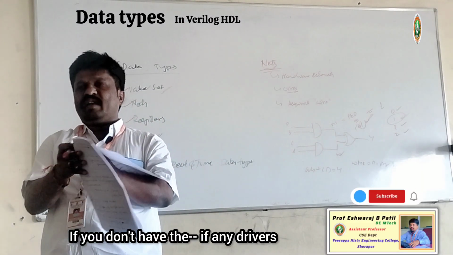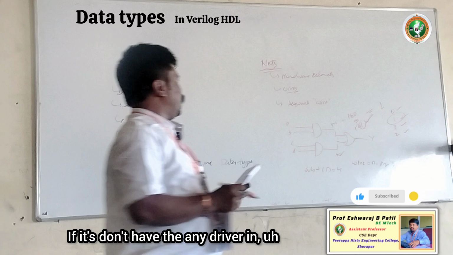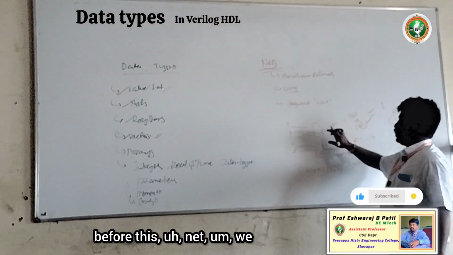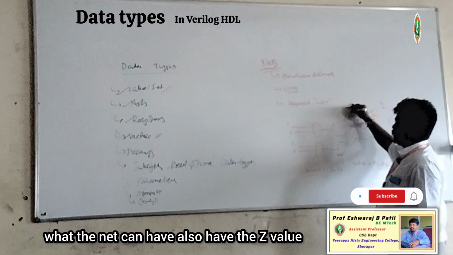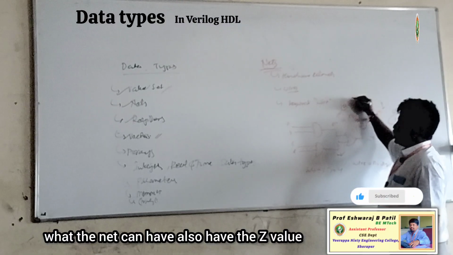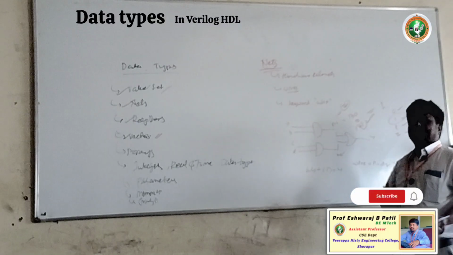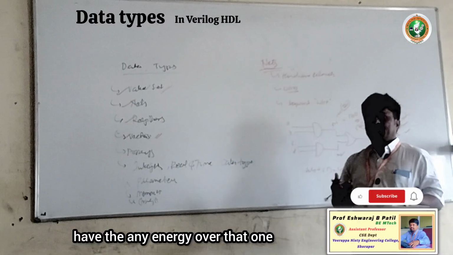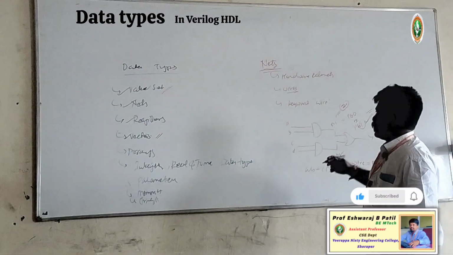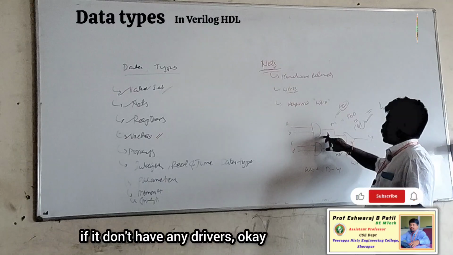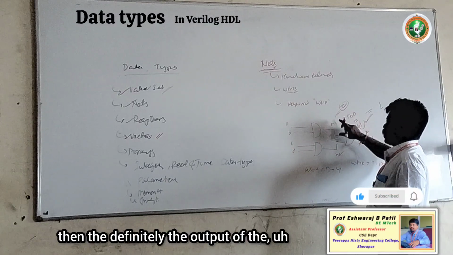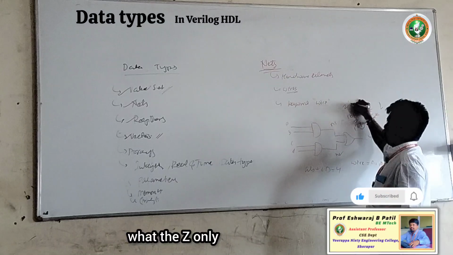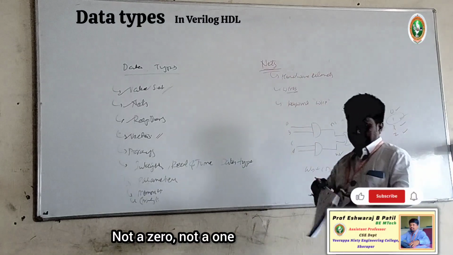If you don't have any driver before this net, the net can also have the Z value. Z is nothing but high impedance; no driver means there is nothing driving it. If it doesn't have any drivers, then definitely the value of this net is always Z only, not a 0, not a 1.